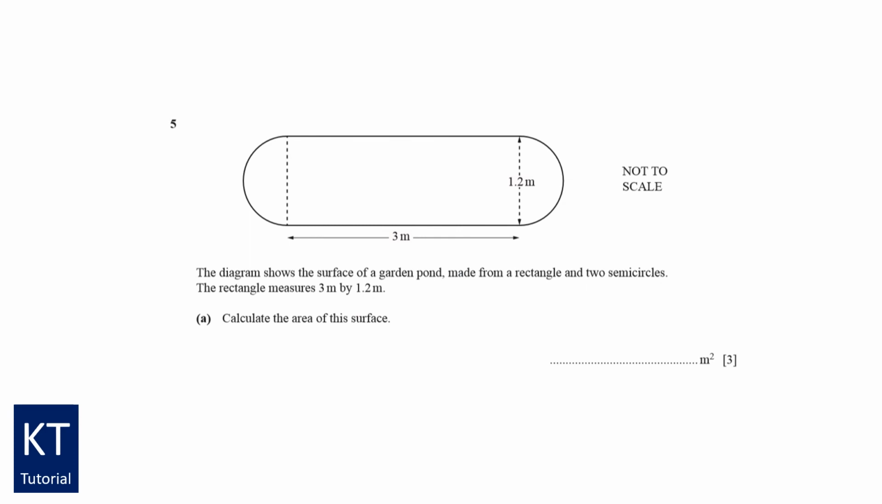Question 5. The diagram shows the surface of a garden pond made from a rectangle and two semicircles. The rectangle measures 3 meters by 1.2 meters. Calculate the area of this surface. The required area is the sum of the rectangle and two semicircles. The two semicircles can be consolidated to form a circle.